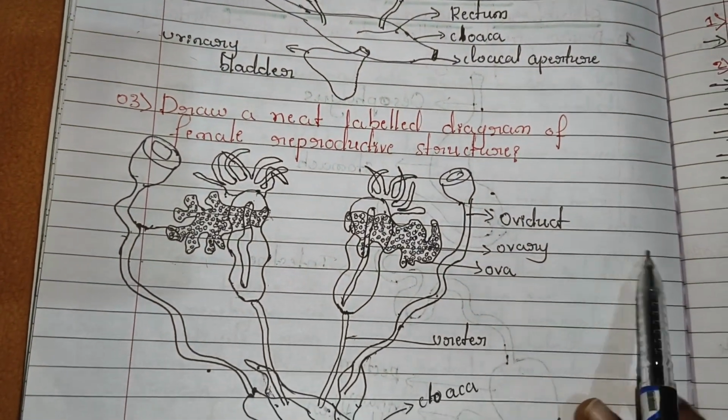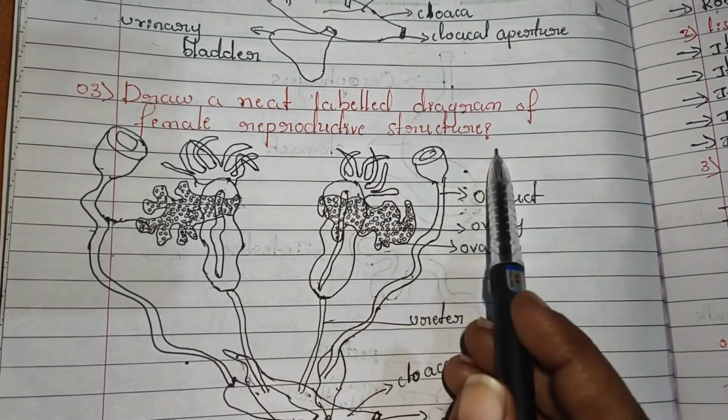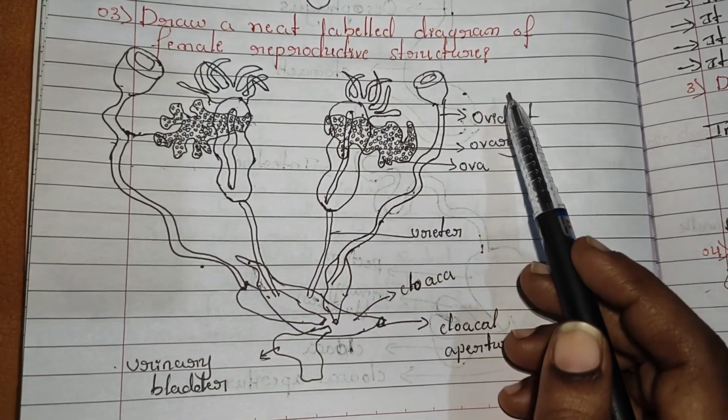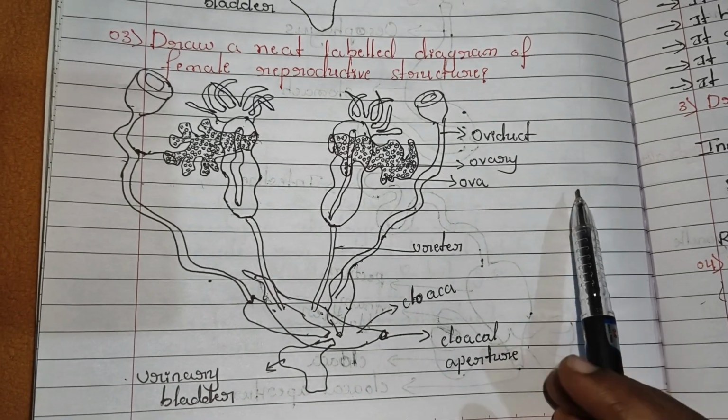And next question is there, again, draw a neat labeled diagram of female reproductive structure. So from these 3 diagrams, anyone they will ask for the 5 marks question. So you have to be ready.